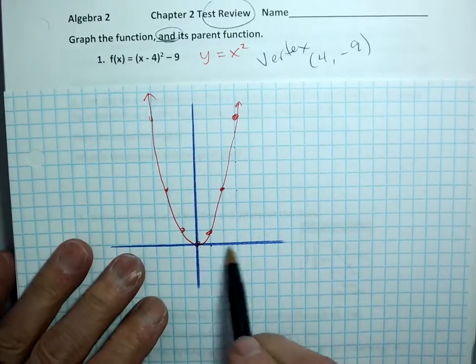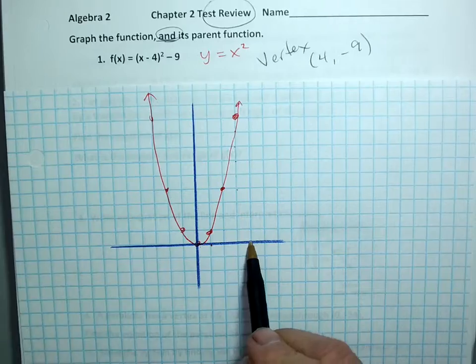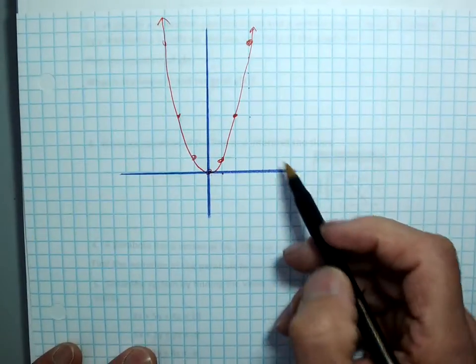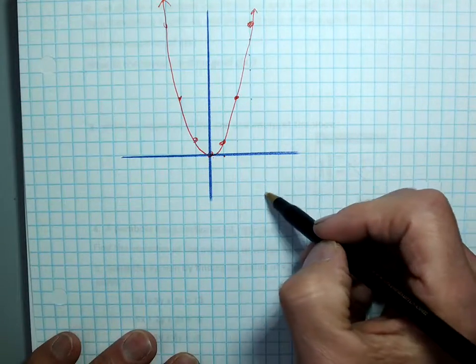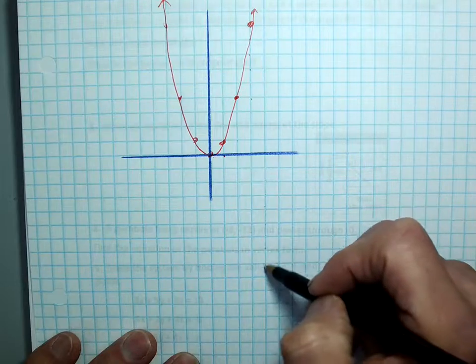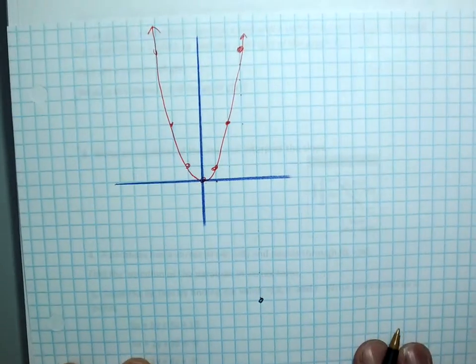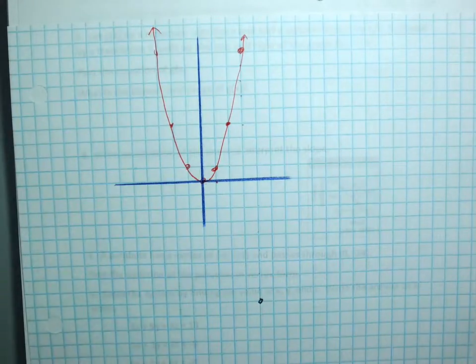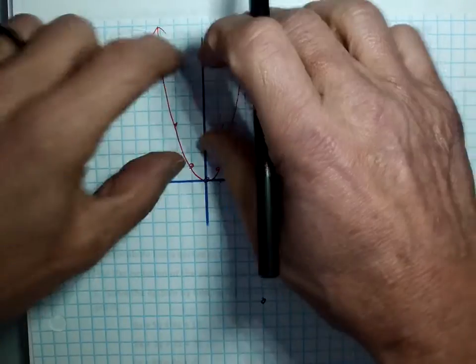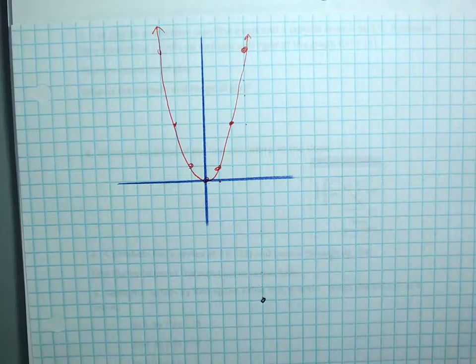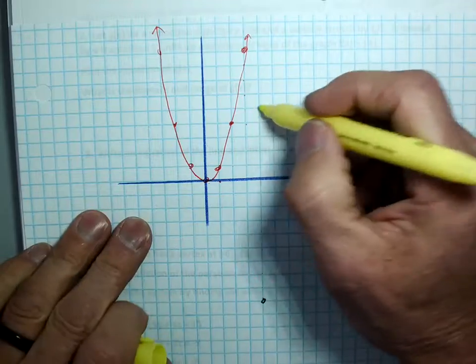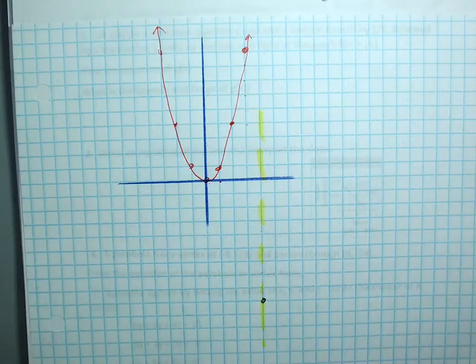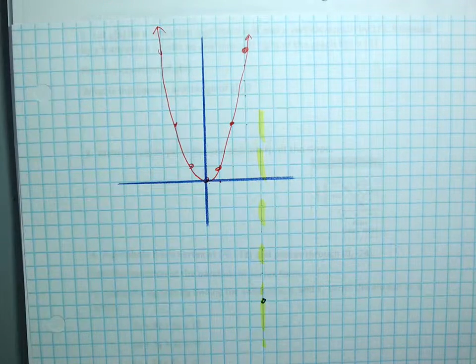So I'm going to go to positive 4, 1, 2, 3, 4. And I'm going to go down to negative 9. 1, 2, 3, 4, 5, 6, 7, 8, 9. And I'll do the same thing. I'm just going to translate my parabola. My red parabola is going to be translated down here. My line of symmetry now goes right through the middle of it. You don't need the line of symmetry, but I'll put it there anyway. Okay? Makes it easy, okay?